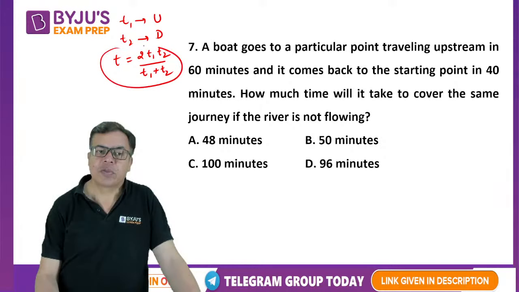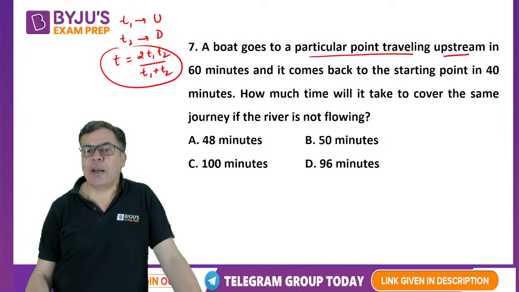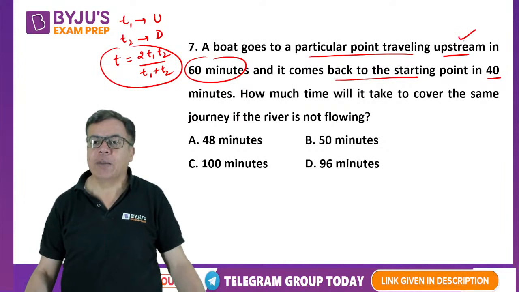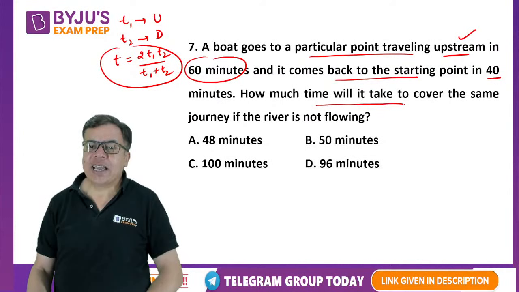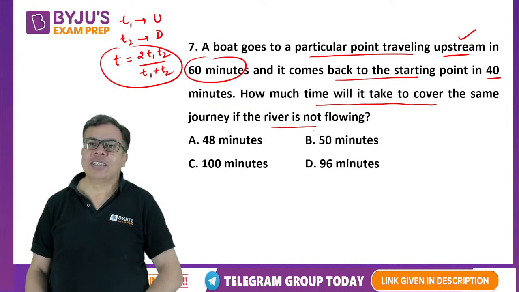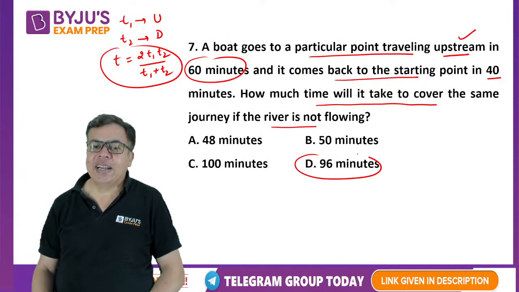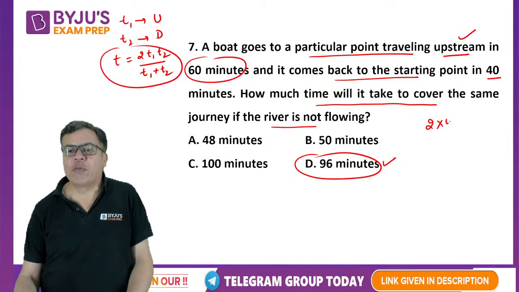So that means if you are covering a particular distance upstream in 60 minutes, you are coming back, that means covering the same distance in 40 minutes, right? Now coming back means downstream. If you are going upstream, coming back means downstream, right? So now how much time will it take to cover the same journey if the river is not flowing? So this is the catch. This is the catch, Soronil. The answer should be 96 minutes. Right, you will calculate 2 into 40 into 60 by 40 plus 60, right?